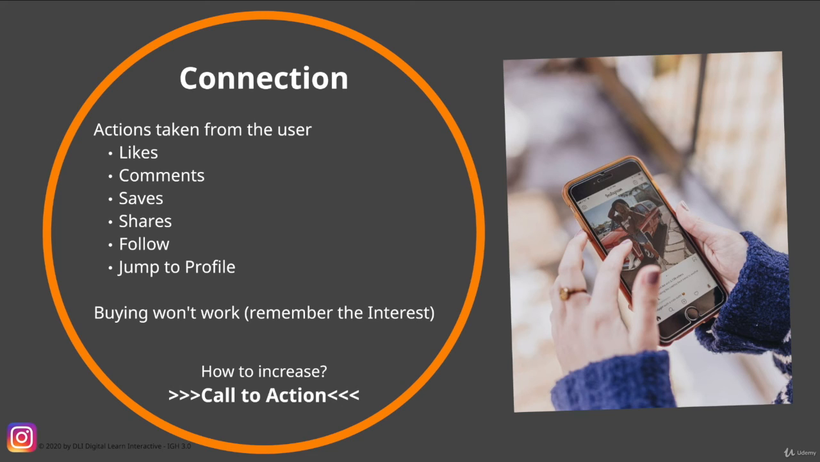And how are you able to increase it? You can always ask, for example, if you like this picture, then double tap. Or what do you think? Write it in the comments. Those are ideas to work with calls to action to increase your connection and your engagement rate. Because, as I already said, if you have a very high reach on a picture and no one is liking it, then the algorithm will say, okay, this content is not very good.